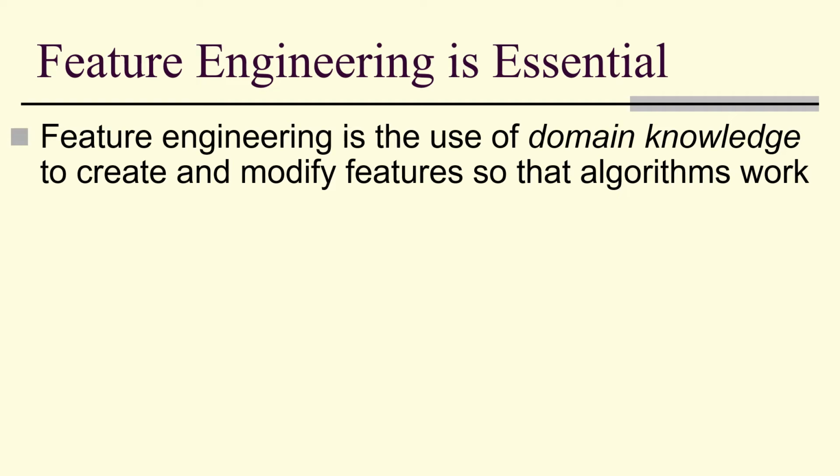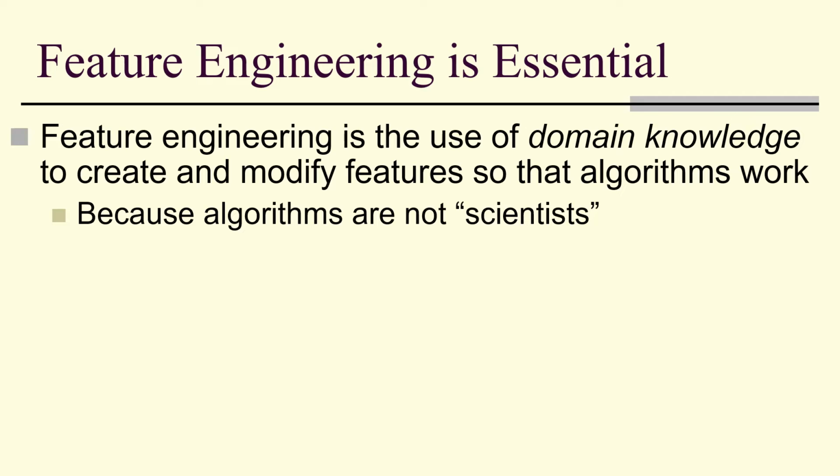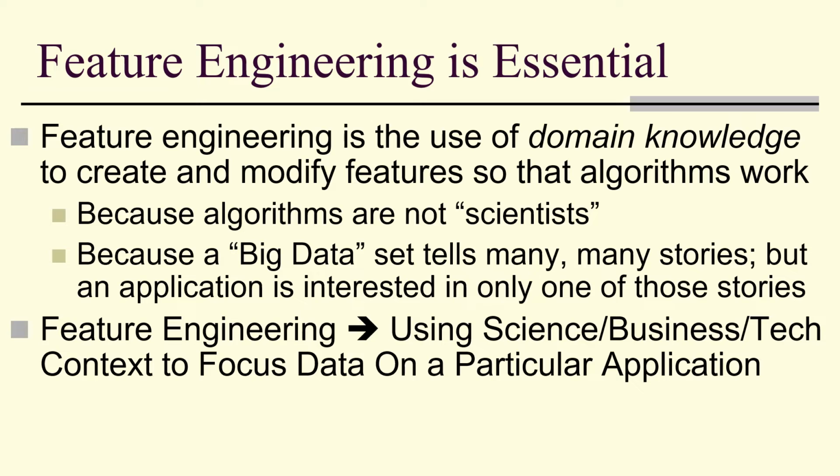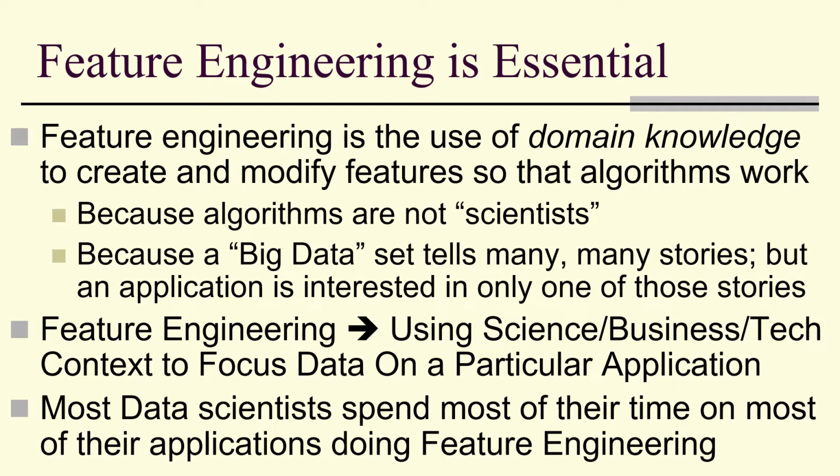It's the use of domain knowledge. So you have to know something about the scientific or business or technical or engineering field so you can create and modify features so that algorithms work. Algorithms are not scientists. Big data sets tell many stories, but in applications, usually we only want one of those stories. So feature engineering is using your scientific, business, technical knowledge so that in that context you can focus the data on a particular application. And most data scientists spend most of their time and most of their applications doing feature engineering.